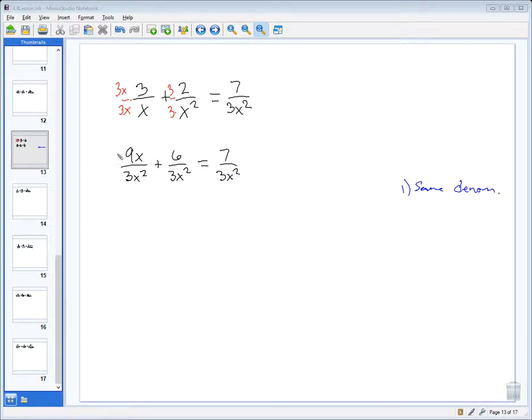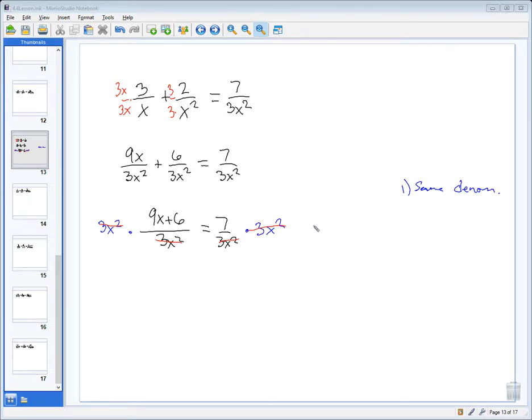Now, if I took and multiplied both sides by a 3x squared, or I could combine these fractions first if that helps, I have a 9x plus 6 over 3x squared, and that equals 7 over 3x squared. Now, I could take and multiply both sides of my equation by a 3x squared. That's going to reduce out the 3x squareds on both sides.